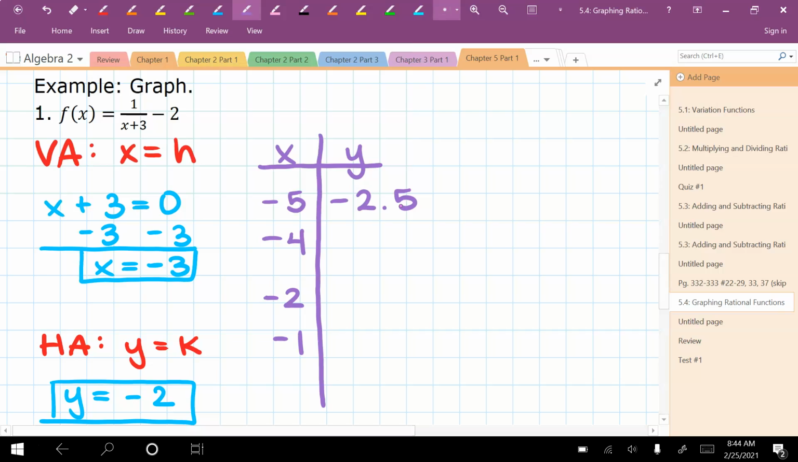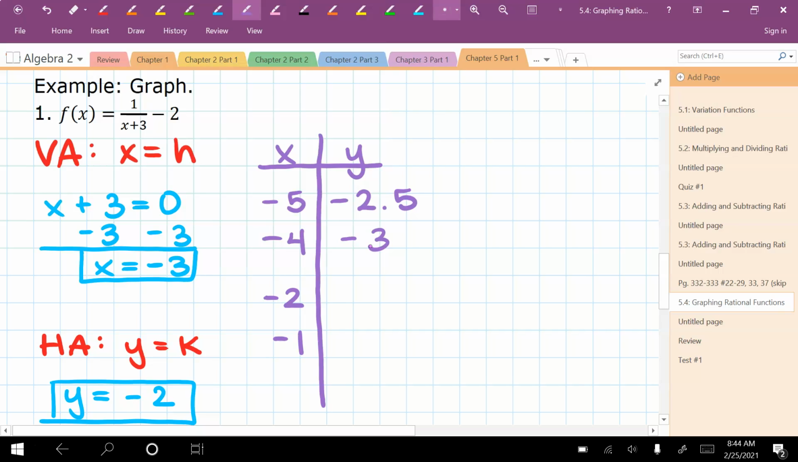Okay, so now let's do negative 4. What's negative 4 plus 3? Negative 1. So what's 1 divided by negative 1? Negative 1. And then we subtract 2. So we're going to have negative 3.